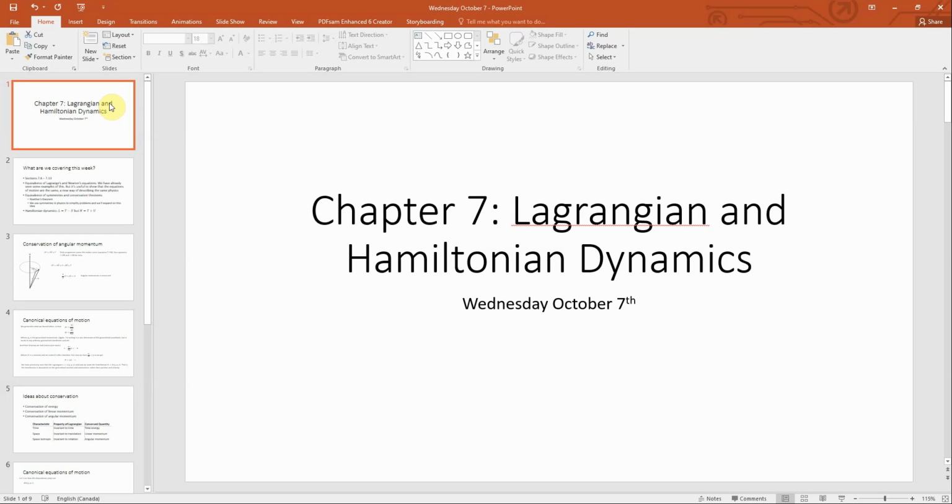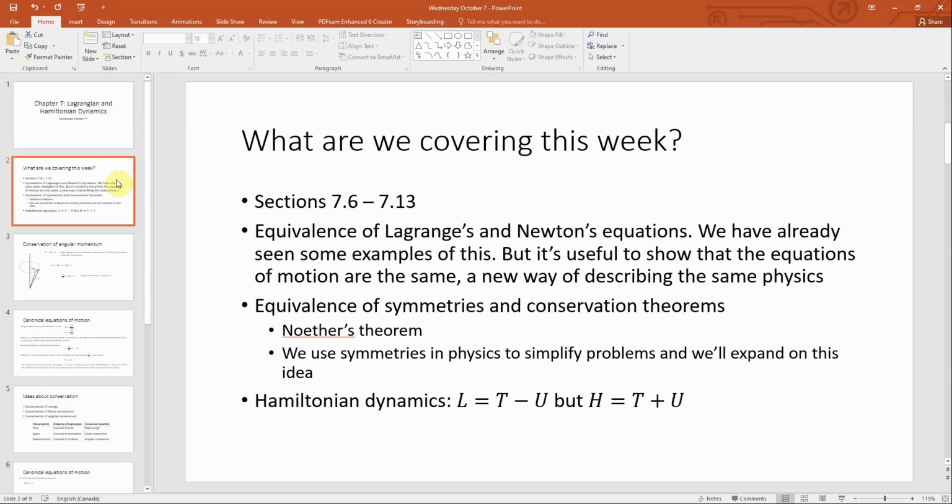Today we'll be continuing on with Lagrangian and Hamiltonian dynamics, which is chapter 7 in your textbook. So this week we're covering section 7.6 to 7.13 in your textbook.